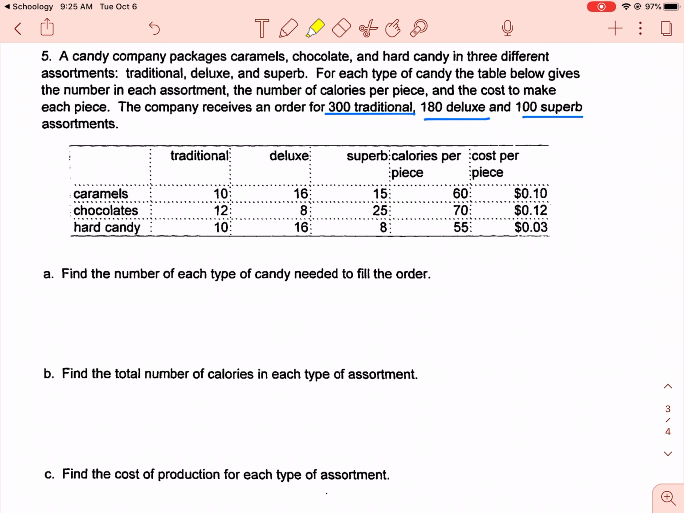Okay, so let's start with the middle. What do we have in common? What could be the top and the side? Well, in common would be the traditional, deluxe, superb. So, traditional, deluxe, superb.